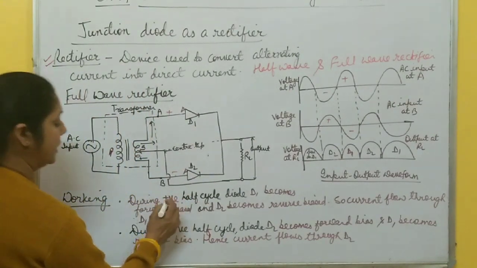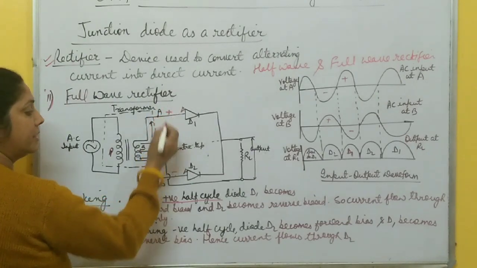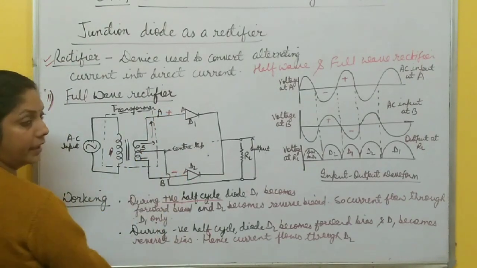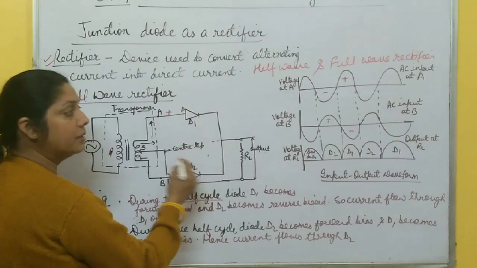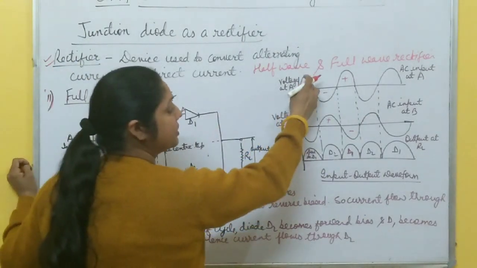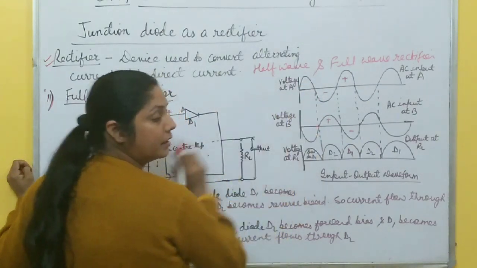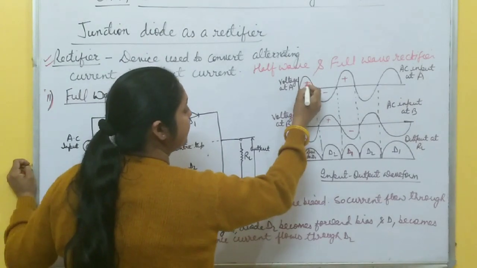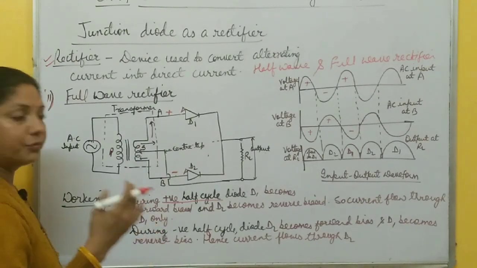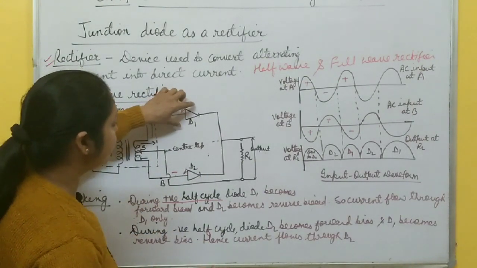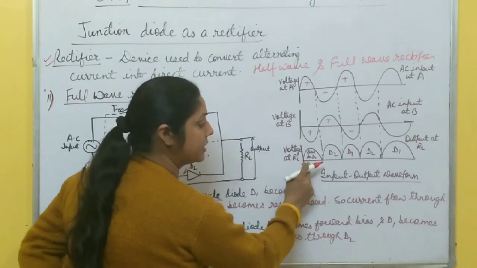During the positive half cycle, the end A becomes positive and the end B becomes negative. So the diode D1 becomes forward biased and D2 becomes reverse biased. Only in forward bias does current flow, so current only flows through the D1 diode during the positive half cycle. So this is the output at the load resistance RL, right?